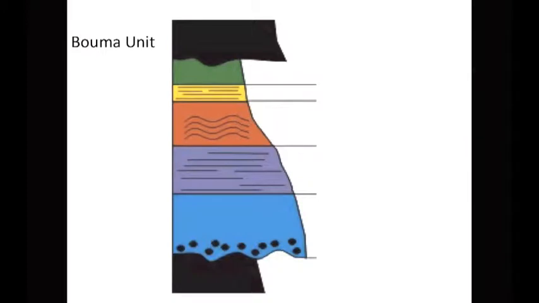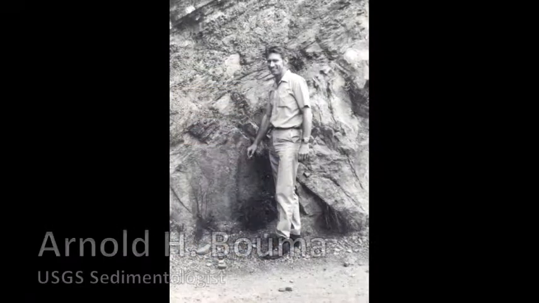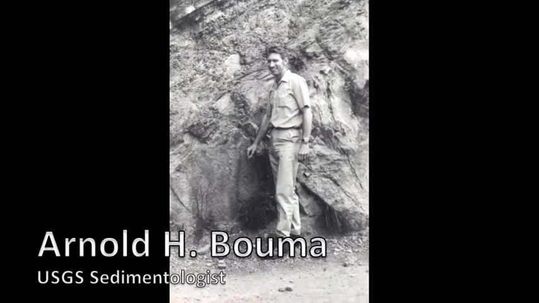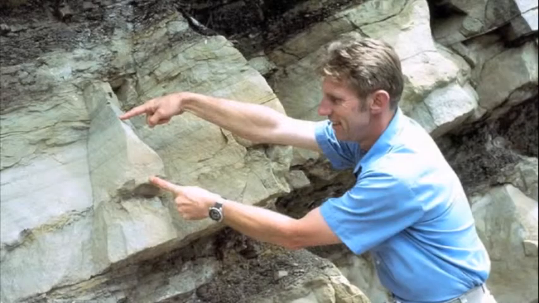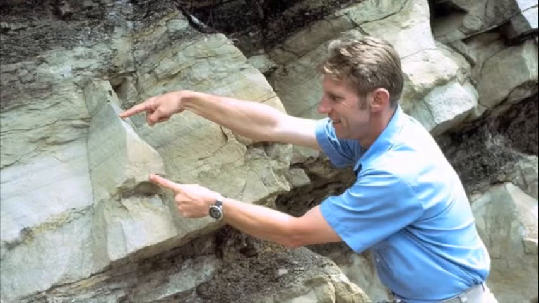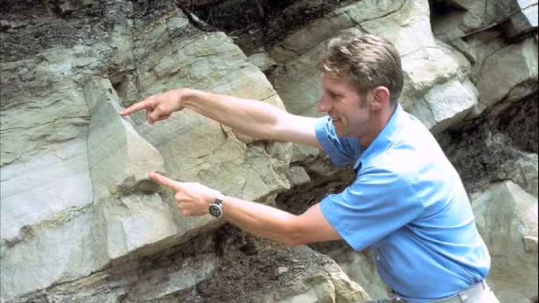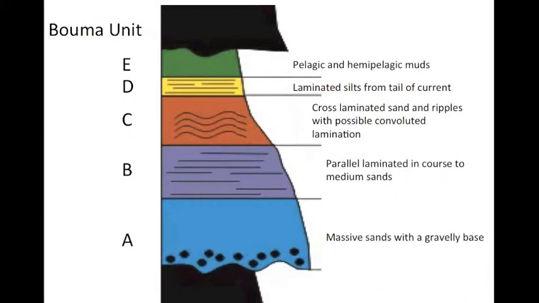The Bouma sequence is the ideal depositional sequence of a turbidite. It is named after the scientist Arnold H. Bouma, whose research findings in 1962 identified the sequence in turbidite deposits. This finding has been cited as being a geological milestone of the 20th century. There are 5 layers in the Bouma sequence, denoted A through E.